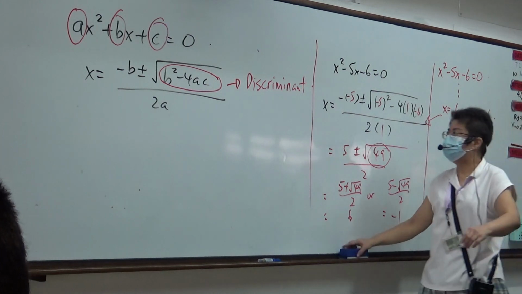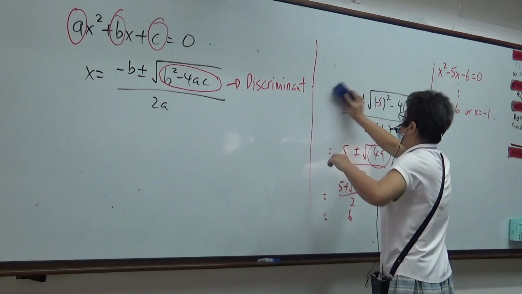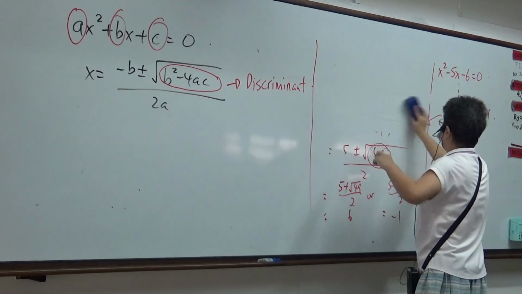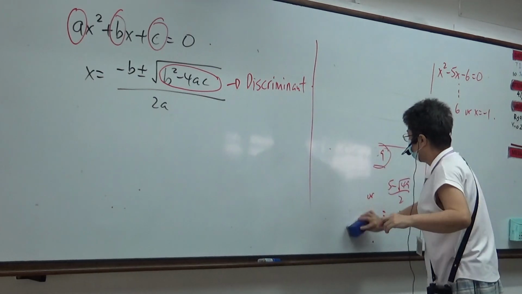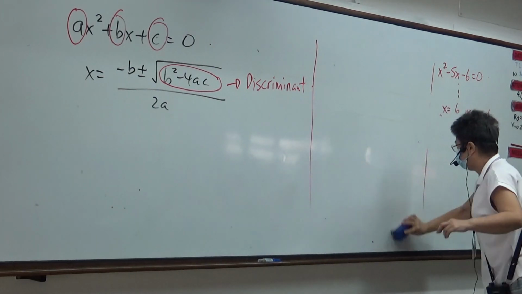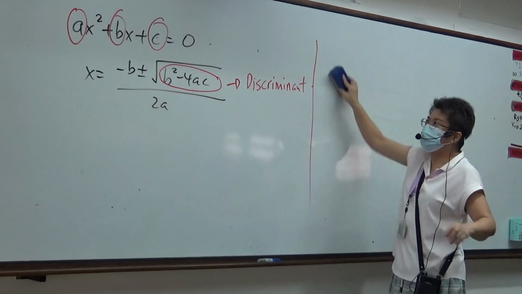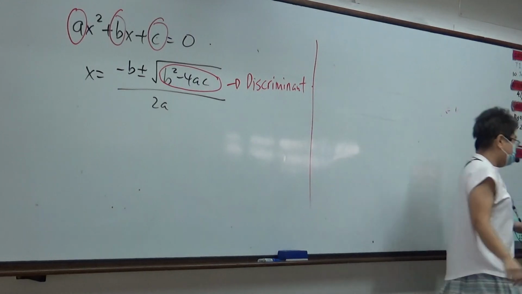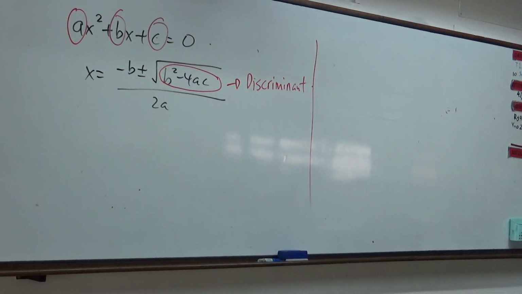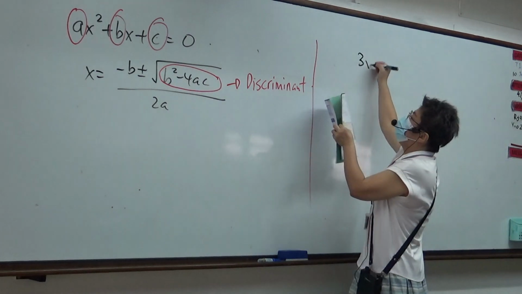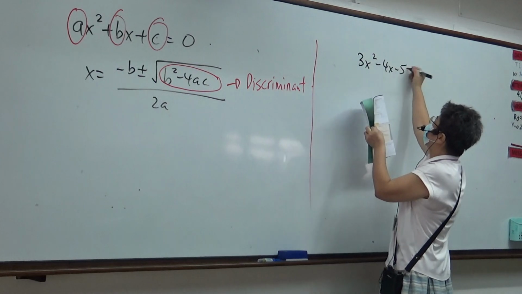Example 6, I'm going to do this particular question. Now I'll leave this here because I want to explain something. Alright. Solving using formula. 3x squared minus 4x minus 5 equals 0.